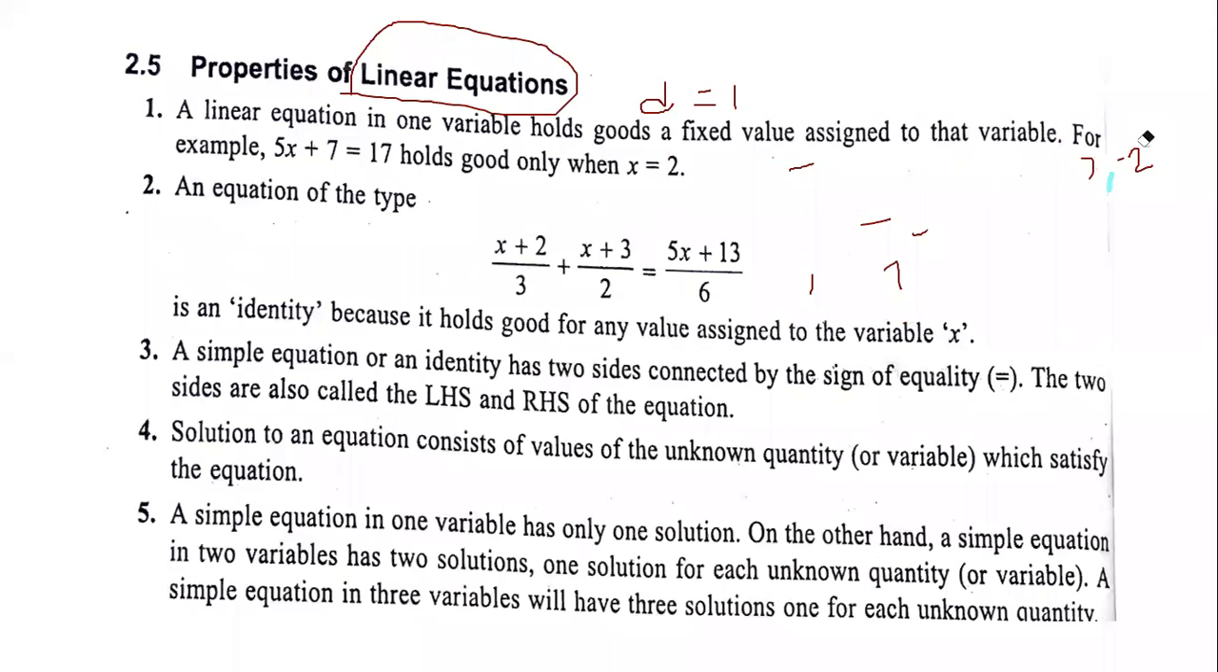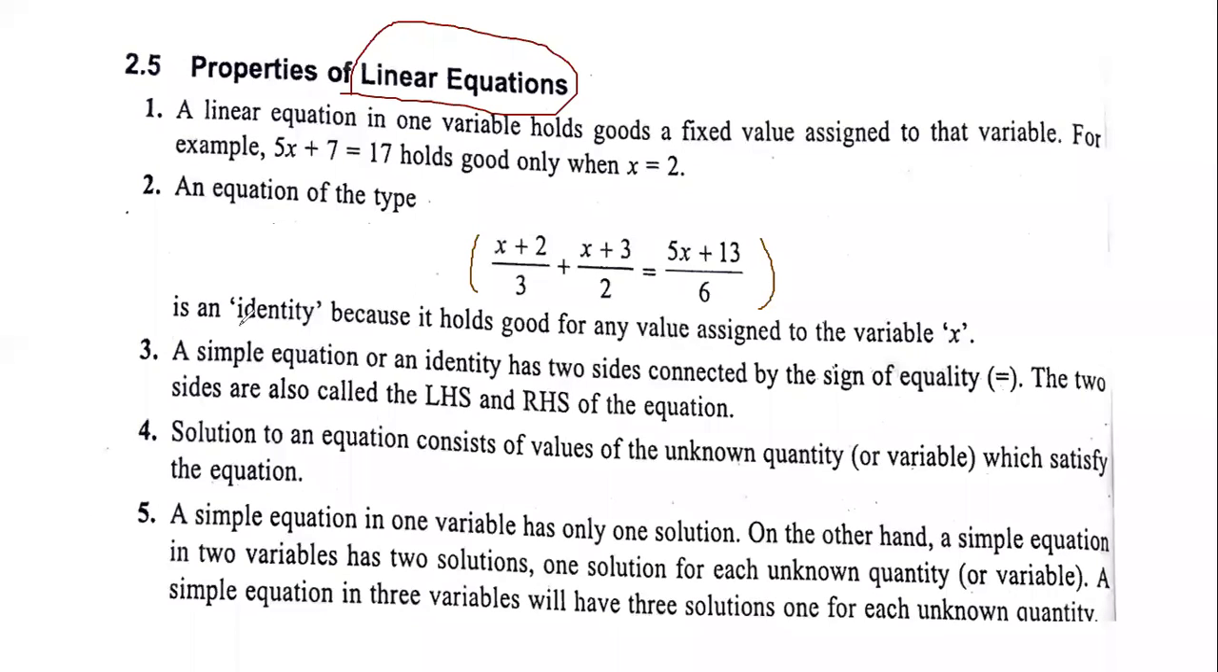Okay. Now let us go to point number 2. These are some small things which you'll have to remember while solving the problems. That is why we are concentrating on them. We are going to the second point. An equation of the type x plus 2 by 3 plus x plus 3 by 2 is equal to 5x plus 13 by 6. This is a complete equation.